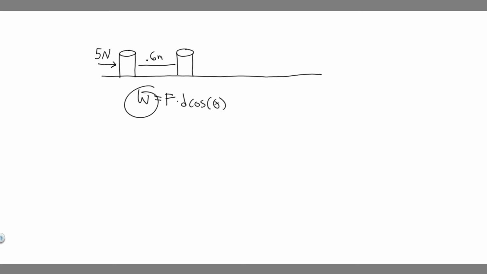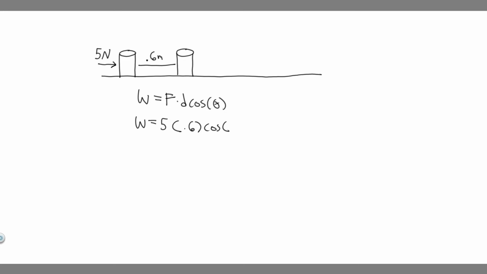In order to find the work, you need the force, and then you multiply by the distance, and then you multiply by the cosine of theta. Theta is the angle between the direction the thing is going and the direction of the force. I'll explain that in a second, but all we have to do is plug it in. They give us the force: the force being applied is 5 newtons, times the distance, which is 0.6 meters, multiplied by the cosine of theta.